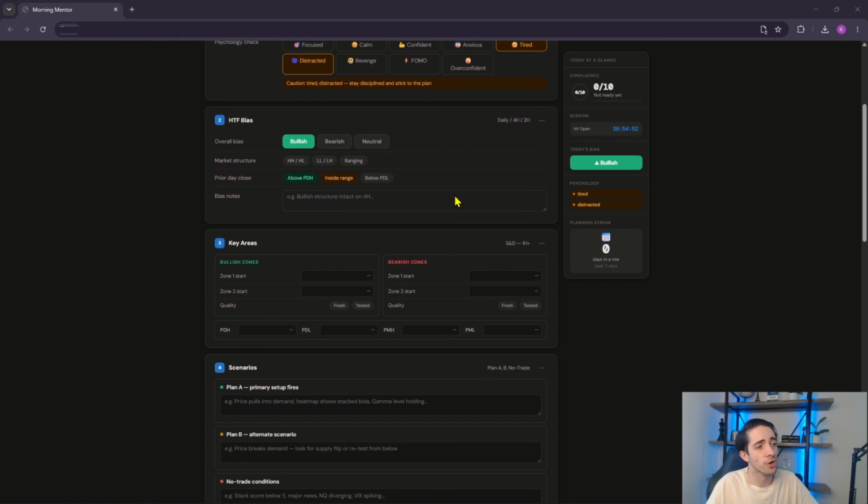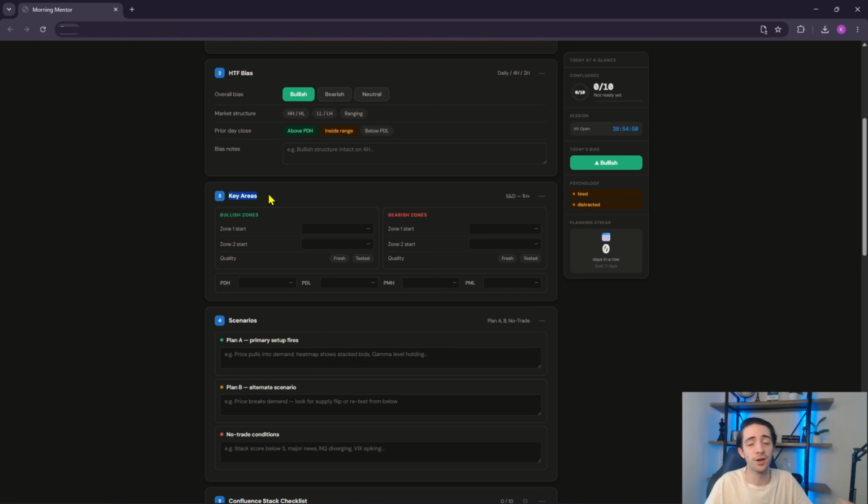The next area we're going to be looking at is your key areas. It's extremely important to recognize the price levels you're looking to trade off of before markets open. This gives you the opportunity to prepare instead of trying to jump in on every little move you see in the market. We have our bullish zones, where we've seen buyers in the past, and our bearish zones, where we've seen sellers in the past. Quality of those zones: is it a new, fresh zone, or is it an old zone that's been tested? And of course we have extra key levels: previous day high, previous day low, pre-market high, and pre-market low.